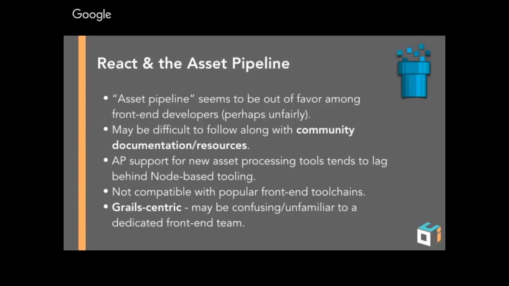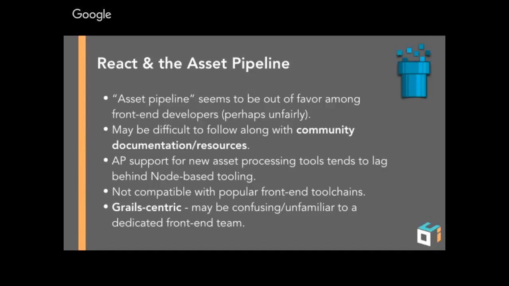So the asset pipeline is, again, just my experience, it's admittedly limited, talking with front-end developers. The asset pipeline is just not really in favor anymore. Again, it came from Rails. It's been used in Grails for a while. There's just not, that I've found, a lot of documentation or a lot of community activity around using the asset pipeline with these newer JavaScript frameworks and libraries. And so that's been a disadvantage I found. It's a lot harder to find help.